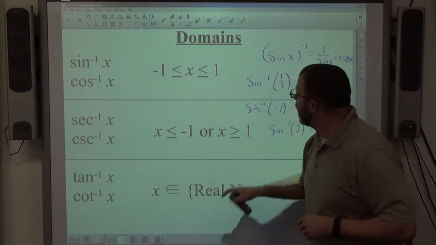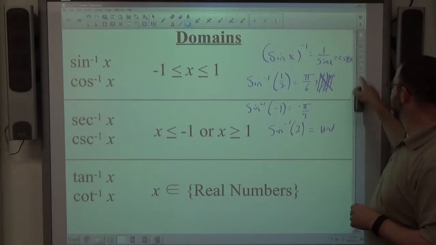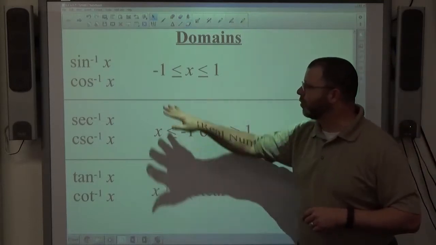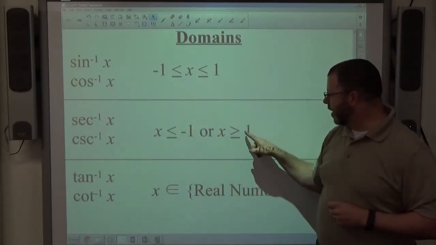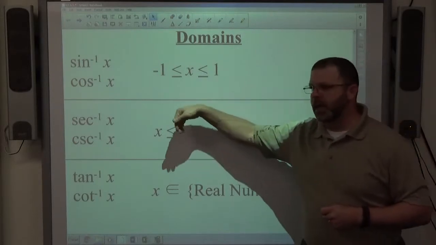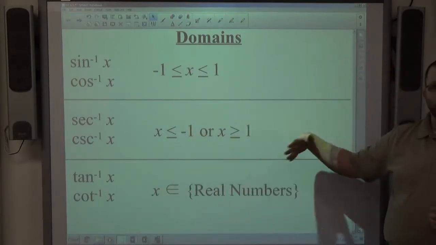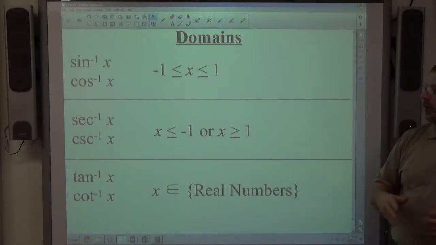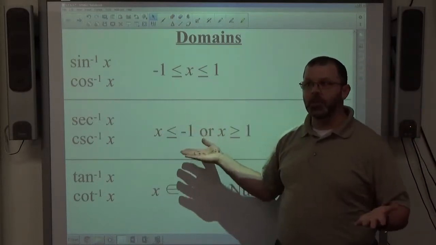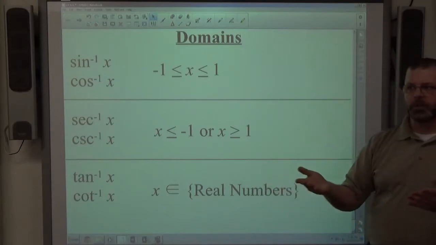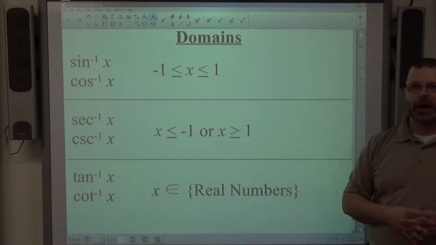As far as secant and cosecant are concerned, if you consider those graphs, they're the reciprocals of sine and cosine. They start at 1 and go up, or start at negative 1 and go down. So every number less than or equal to negative 1 or greater than or equal to positive 1 is possible for a secant or cosecant. If you do inverse secant of 2, you'd find where secant equals 2. That's the same place cosine is equal to a half.